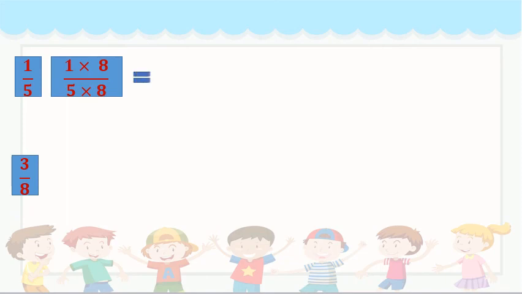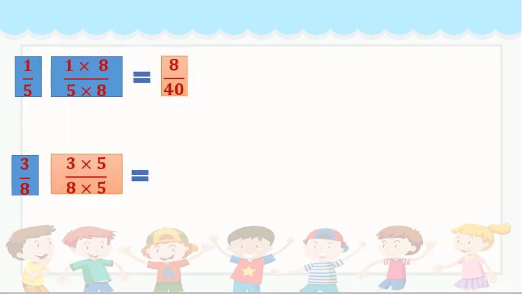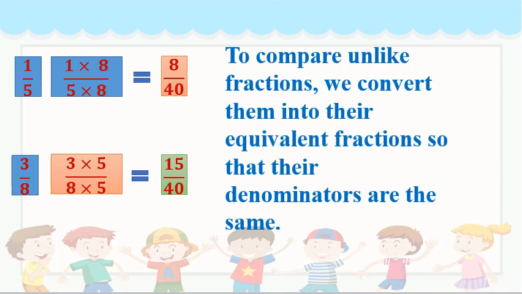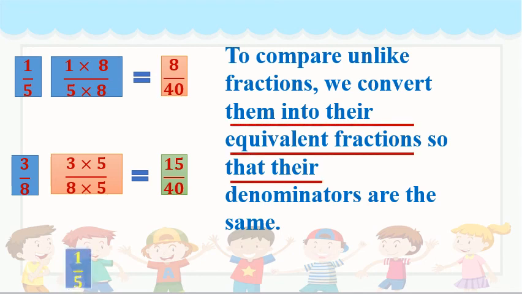See here. Now whatever we did, again I am writing here. Okay. Now here, to compare unlike fractions, we convert them into their equivalent fractions so that their denominators are the same. See here, 1 upon 5 is less than 3 upon 8. Got this?